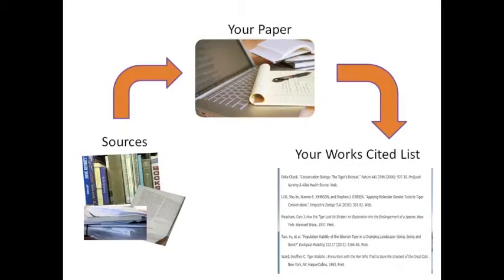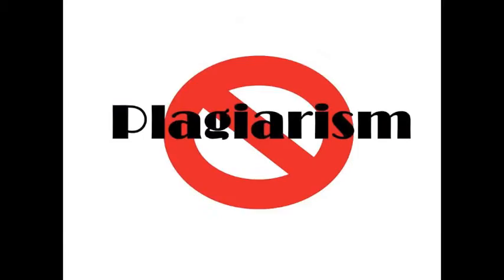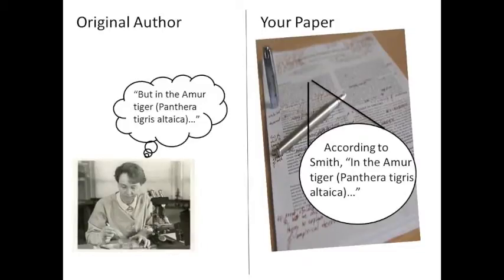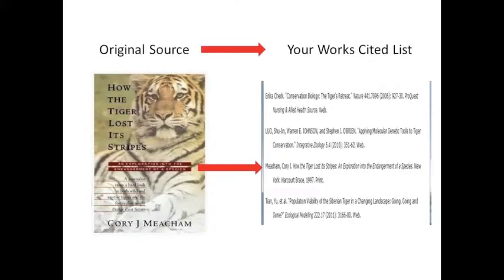Whatever sources you use in your paper, whether you summarize, paraphrase, or quote them, you always have to cite them. That is, acknowledge the source of your information. You must cite your sources to avoid plagiarism. That is, using other people's ideas or words or images without giving them proper credit. When you cite your sources, you are giving the original author or artist credit. This way, your professor or whoever is reading your work can find out where you got your information.